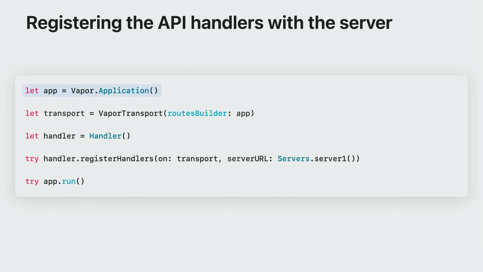In our main function, we create a new Vapor application, which we use to create an OpenAPI transport. Then we create an instance of our handler type and use the generated register handlers function to set up the routing within the HTTP server for each of our API operations, which we'd otherwise have to do manually. Finally, we run the Vapor app in the same way as if we had manually configured it.